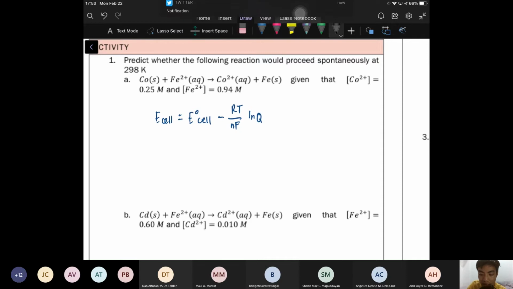So we solve for the E-cell. Paano mo masasolve yung E-cell? Kailangan alam mo yung E naught cell. So solve natin yung E naught cell. Paano? Alam nyo na yung pag-solve ng E naught cell. That will be E naught cathode minus E naught anode, di ba? Sa cathode, just looking at the equation, ano yung cathode mo dyan? Ano yung bumaba yung kanyang oxidation number? Yung Iron. So Fe2+ naging Fe na lang. So that will be our cathode.